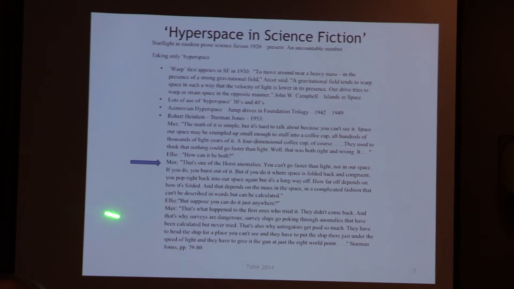In 1950, when Heinlein was writing Starman Jones, which I consider the best juvenile he ever wrote, he has this passage between our hero Max and his friend Ellie, and it's essentially talking about multiply connected topology by having two points that you fold over and they match, so that when you're going through those points, it's a lot shorter distance than going all the way around. This is exactly the same description of a traversable wormhole. It kind of appears at other points in prose science fiction.